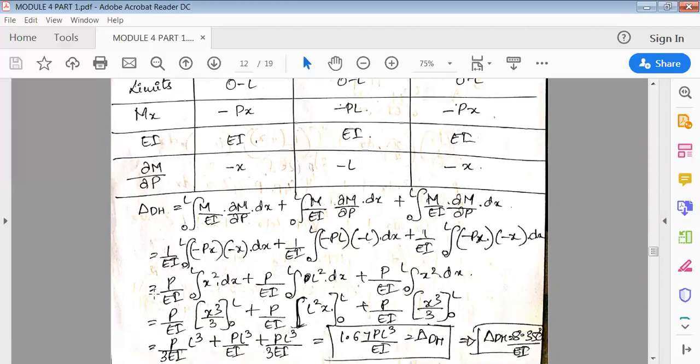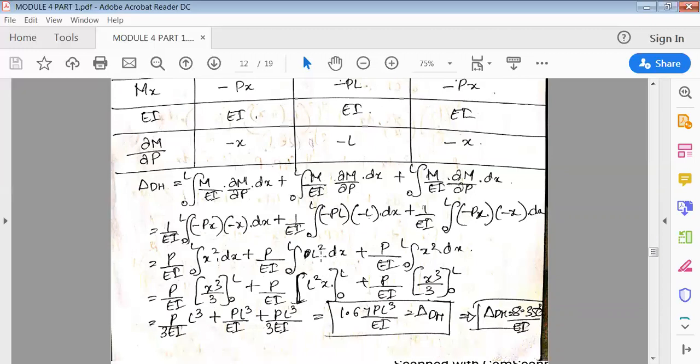Again, take P common outside for all three. So the limits would be the same, x squared here, L squared here, x squared. Again, solve this. So x cubed by 3 here; it is only L with respect to dx, which is L squared into x. And here it is again the same, x cubed by 3. Then solve this. Once you solve this, you will get the answer, that is 1.67 PL³ by EI.